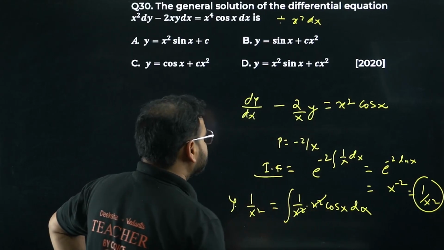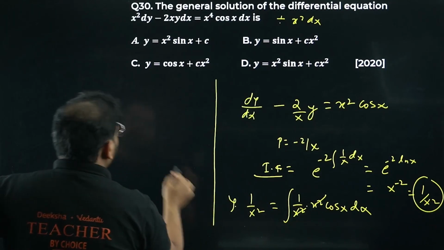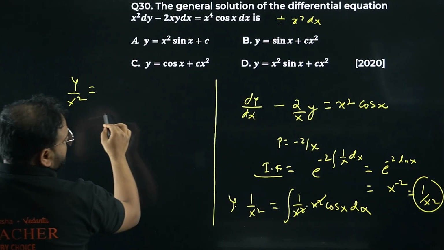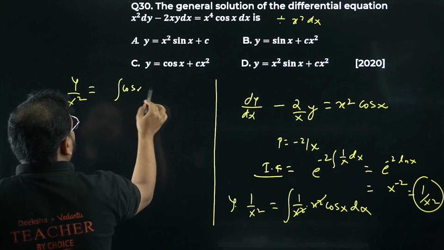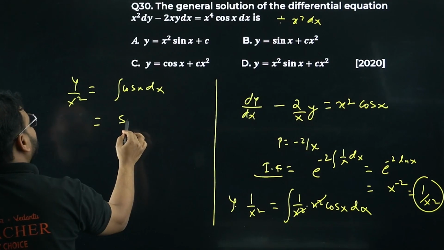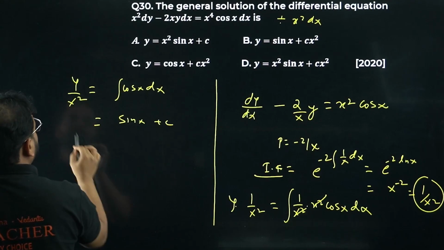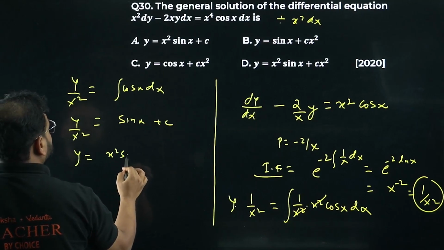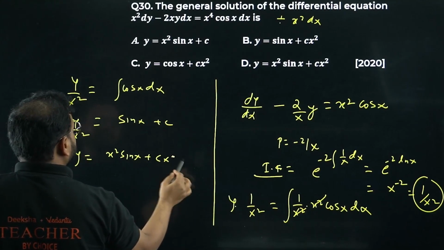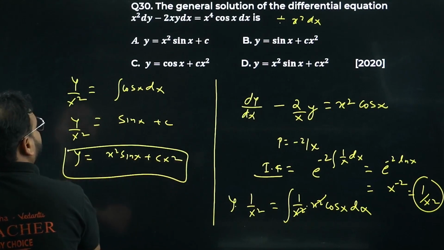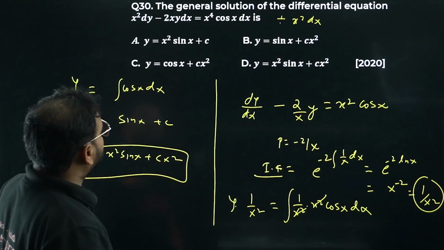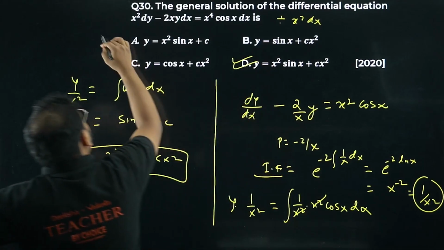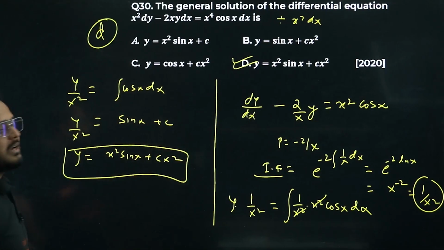Since this is cancelled, have a look what I'm getting. I'm getting y upon x square. Integration of cos is sin x plus c. So y upon x square equals sin x plus c. It means y equals x square sin x plus cx square. Option D is correct. Please check, option D is correct.